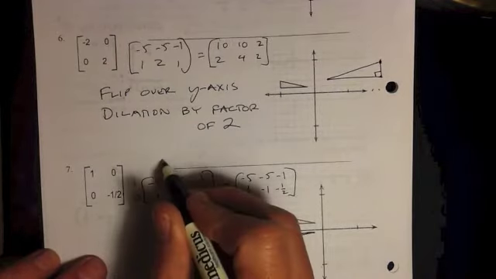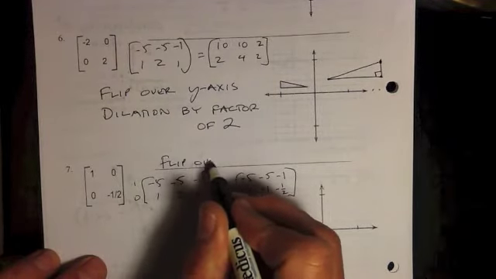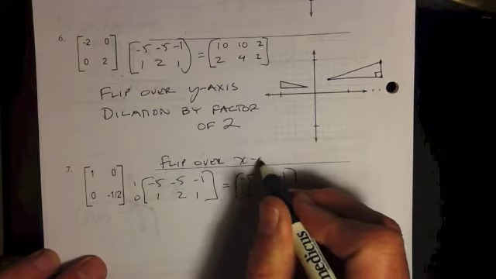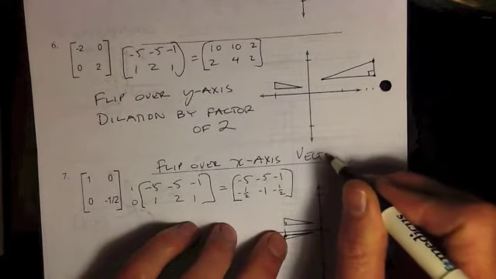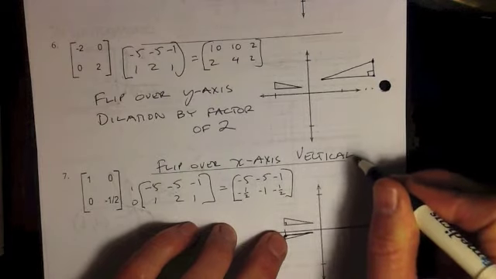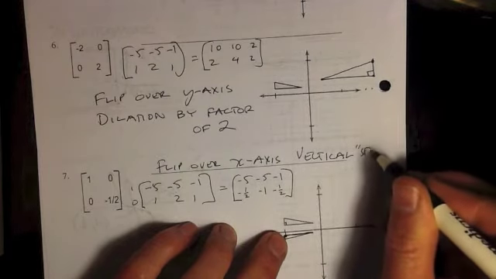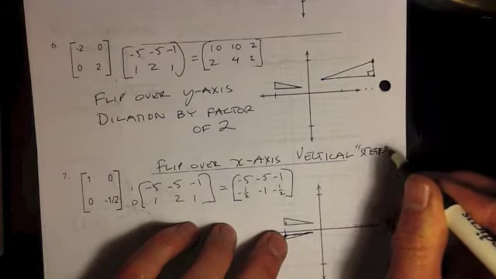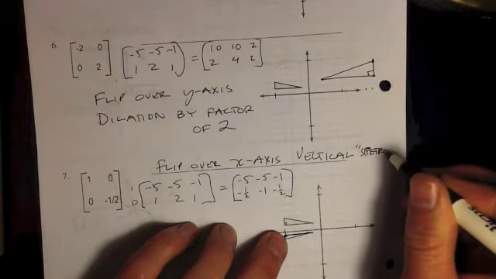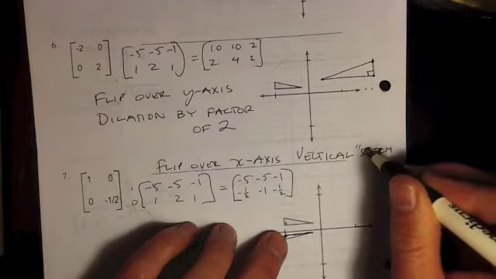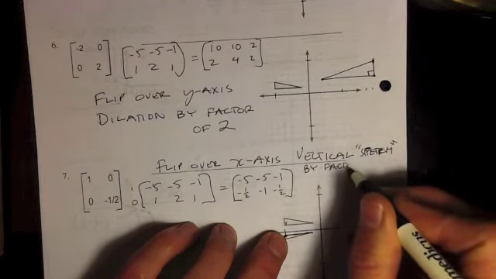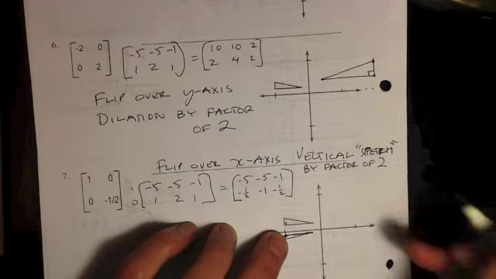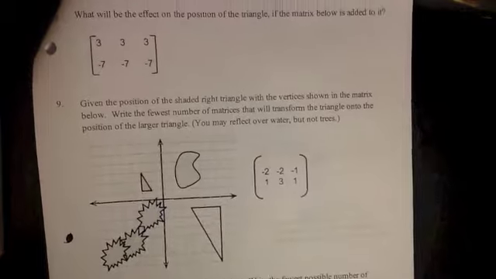So flip over, this is x-axis, and then a vertical scale or vertical stretch, if you want to call it that. It's not really stretching it if it's making it shorter, but I'll take that. Stretch, can't spell when I'm writing in a hurry, by factor of 2. All right. On to the last or third page here.